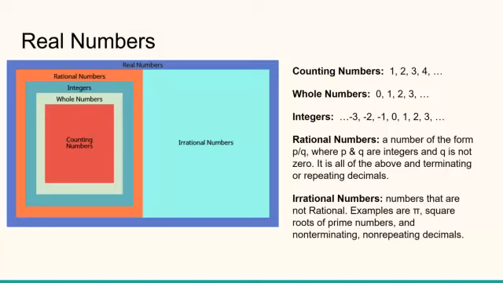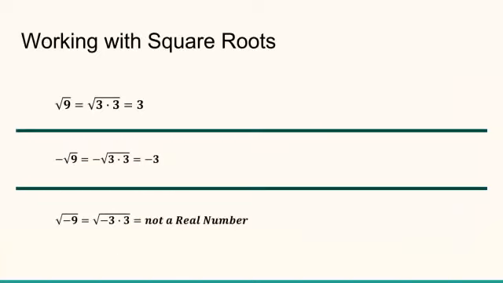The irrational numbers are just numbers that aren't rational. They're numbers that include pi, square roots of prime numbers, non-terminating, non-repeating decimals. I just call them the crazy numbers. And they're a big set of numbers too. Real numbers, they're just all of the above.